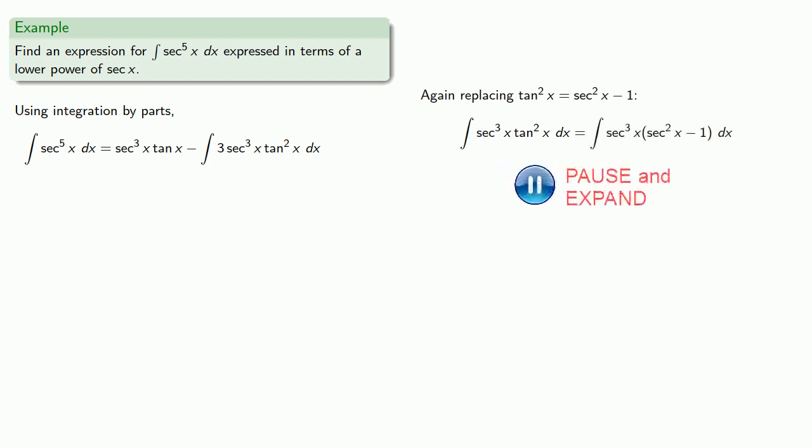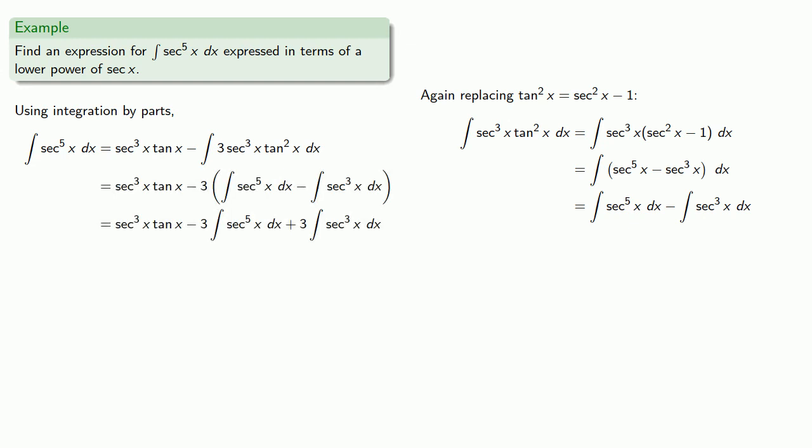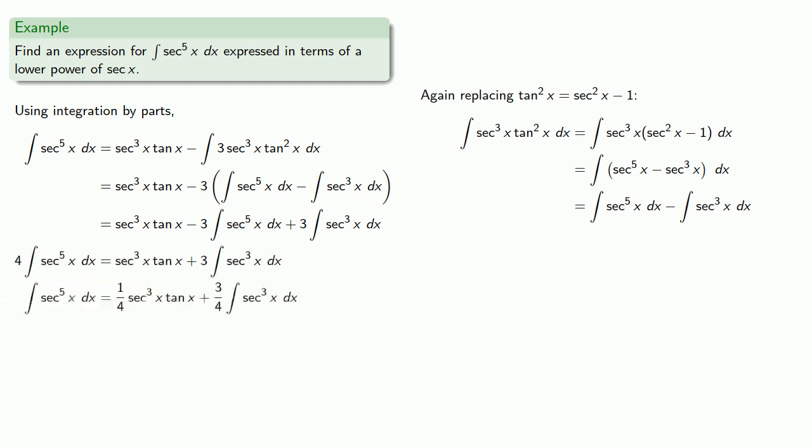expanding, splitting the integral, and doing a little bit of algebra. We can then solve for secant to the fifth, and get our reduction formula. And it looks like we'll always be able to do these steps, so let's see if we can generalize it into a reduction formula.